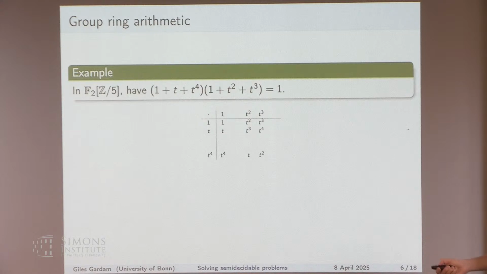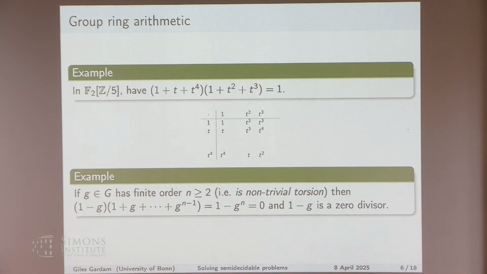And another example, if I had some non-trivial torsion in my group, so some element G that has finite order n at least 2, so G to the n is the trivial element, no smaller power of G is trivial, then I can factorize 1 minus G to the n like we did in school, and since G to the n is trivial, that gives me a way of writing 0 as the product of two non-zero things. So we can see that 1 minus G is then a non-zero zero divisor.